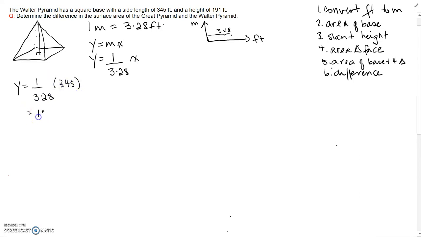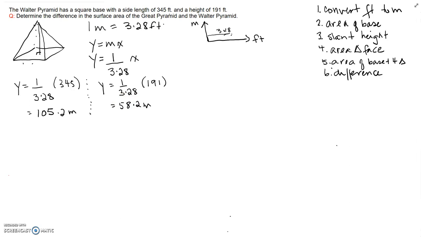and that is 105.2 meters. And I'll repeat the use of the equation with the other length, which is 191 feet, and so that is equal to 58.2 meters. I can label my diagram with the measurements that I now have in the metric system, and so the side length is found along the square base, and the height is the internal height, 58.2 meters, that height that meets at a right angle to the base.